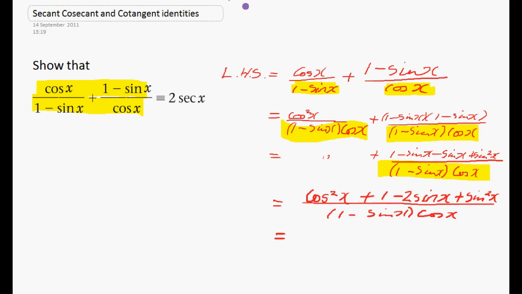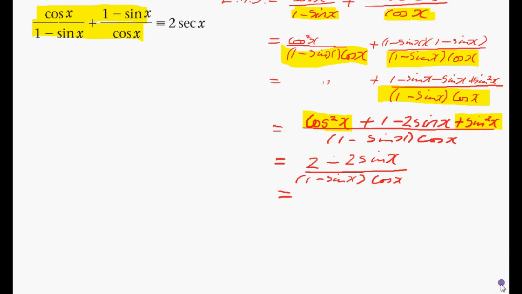Equals, now I can see that I have got a cos squared x plus a sin squared x, which equals 1. So effectively I have 1 plus sin squared x plus cos squared x, which is 1 plus another 1, giving me 2. Then I've got minus this 2 sin x here, all over the usual 1 minus sin x cos x.